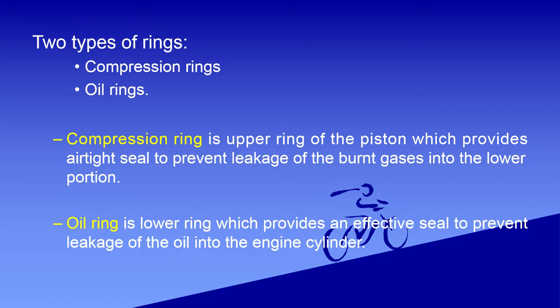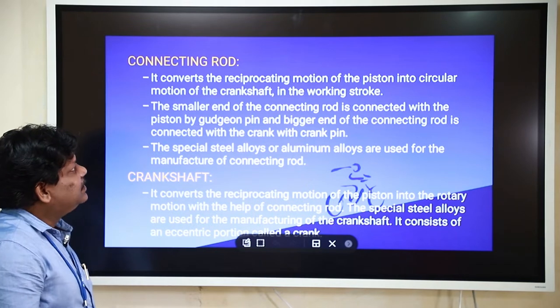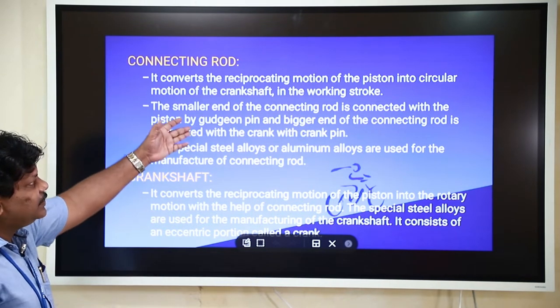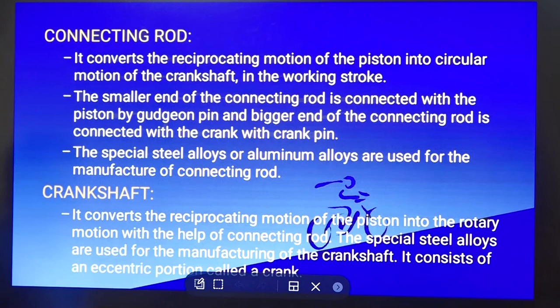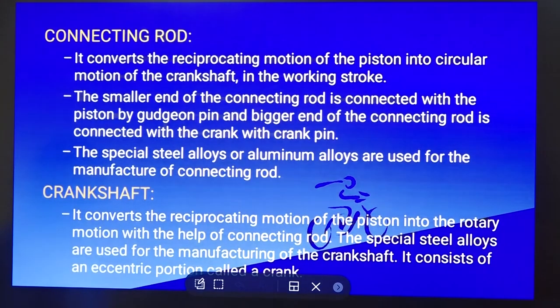So you have three types of piston rings: compression, wiper and oil rings. Wiper rings are provided only in small engines. The next one is the connecting rod. It converts the reciprocating motion of the piston into the circular motion of the crankshaft in the working stroke.